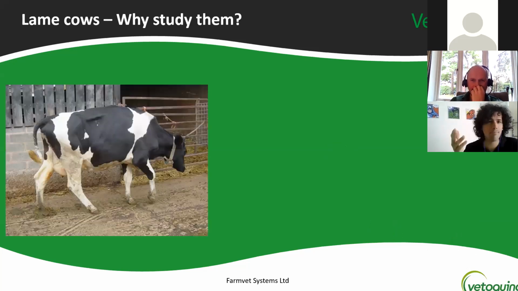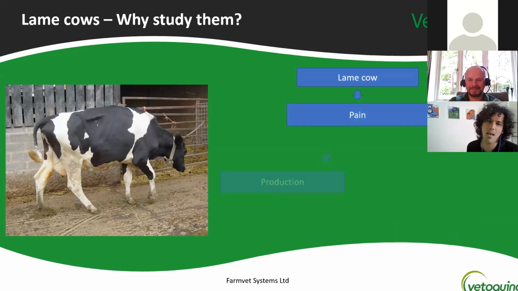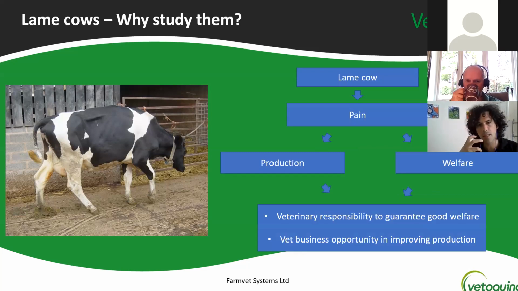Lame cows, okay? Why study them? Well, simple. A lame cow is in pain, so she will reduce production, either because she's not eating properly or she's not spending enough time lying down, and it massively will impact welfare. And this is a very critical thing for me. I would like to think that every vet out there has the welfare of the cows as a priority, and this is the responsibility. Our responsibility is to guarantee good welfare.